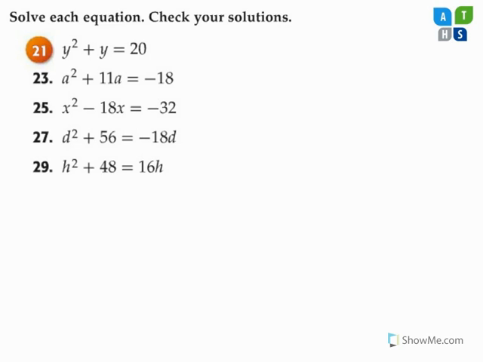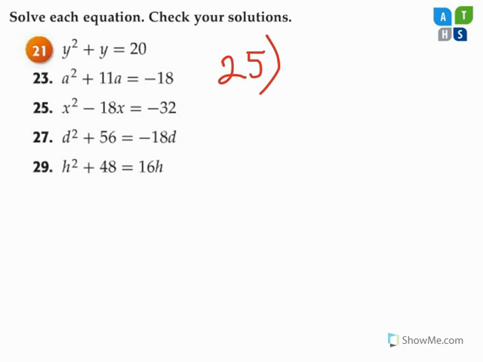Okay, in here we are going to solve these equations. Now, these are quadratic equations, so we are going to use the zero product property. But to use this property, we should equate the equations to 0. Now I'm going to solve 25 for you.